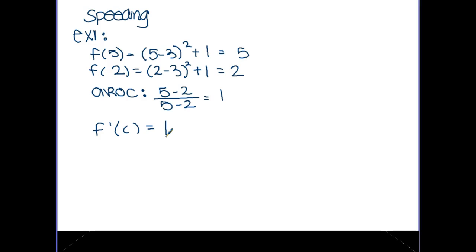What is C? So what do I need? You said derivative equal to 1. Okay, so what's the derivative of F? 2 times the derivative of x minus 3, or 2x minus 6. Yep. 2x minus 6 equals 1, 2x equals 7, x equals 3.5.